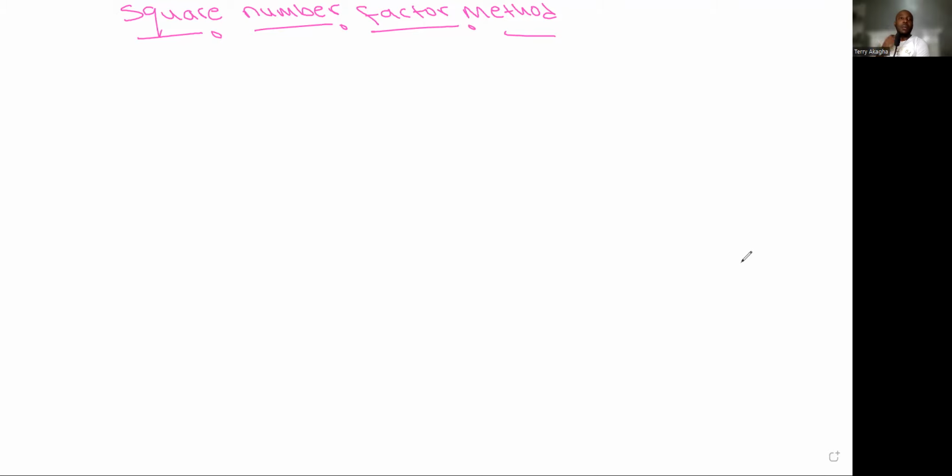All right, so we're going to talk about the square number factor method. As the name suggests, we're using the square number factors to simplify surds. I'm going to talk about the 5 rules, or the 5 steps, on how to do this. Now, the first thing is that you have to find all the square numbers that are a factor of the number under the roots.